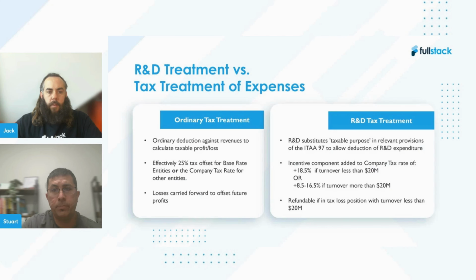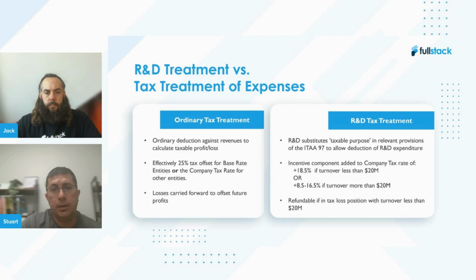All right. So how do we treat some of the expenses? Normally it's just a deduction against revenues to reduce your taxable profit or increase the taxable loss. For most companies, it's just simply a 25% tax offset for most base rate entities. Or if you're basically an investment company, you'd be looking at 30%. And it's important to know that losses carry forward, they can offset future profits.